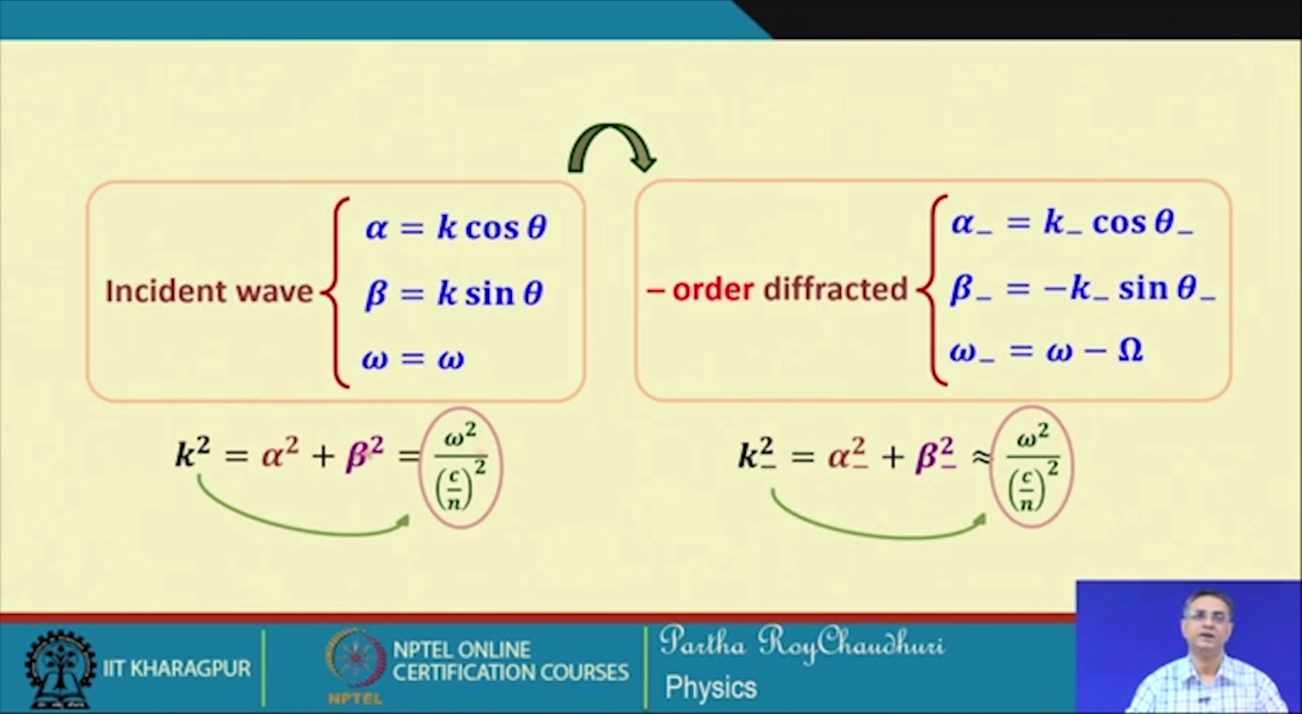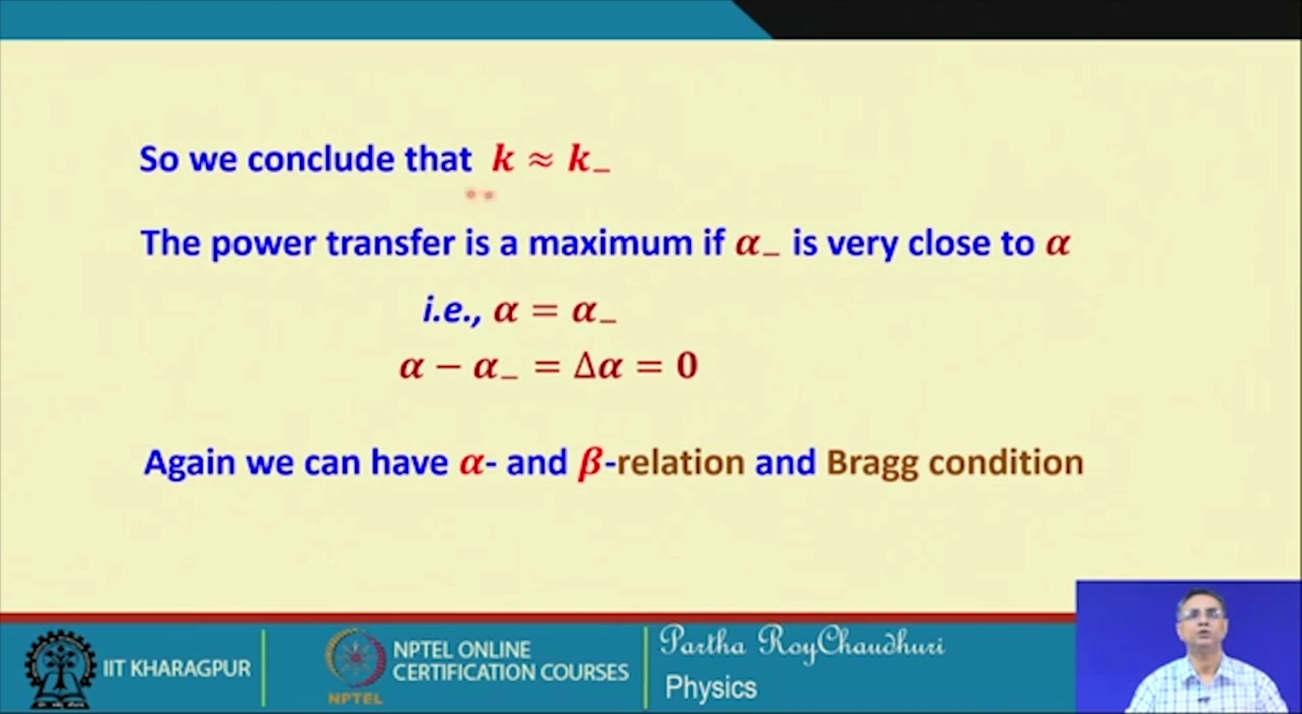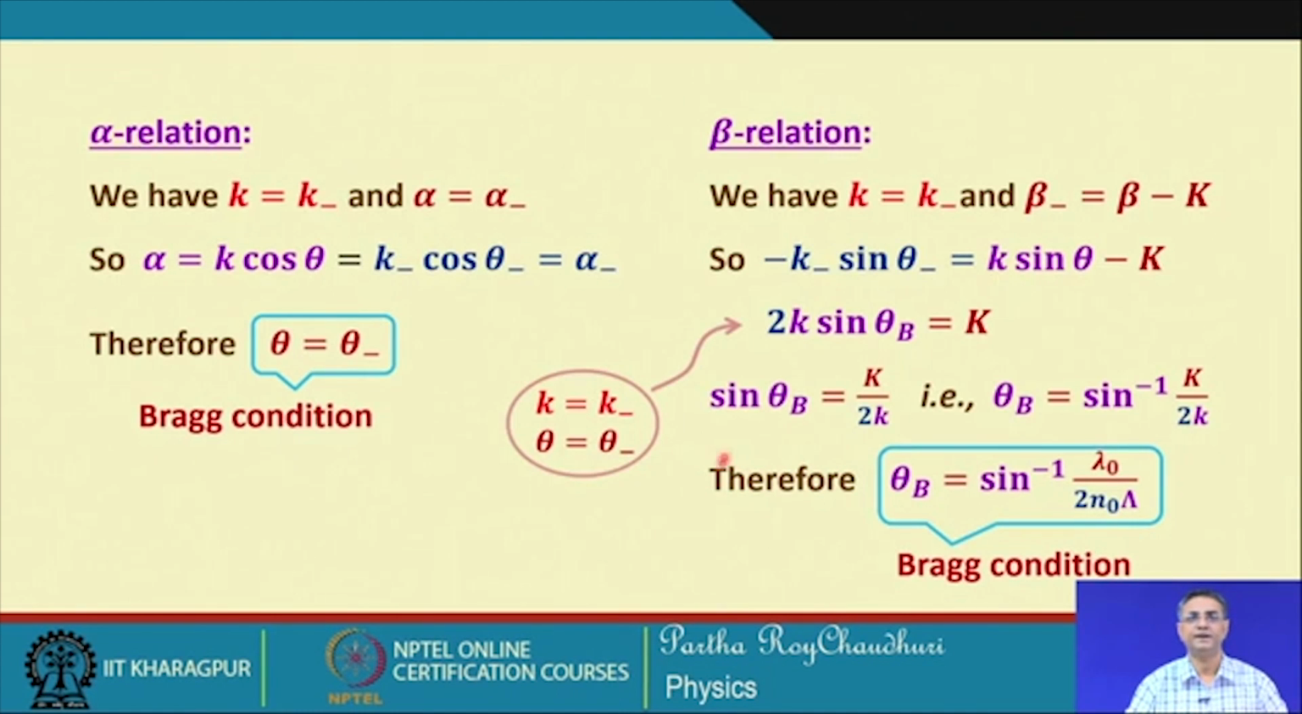That tells you that k and k minus are equal. So, we conclude that they are approximately equal, k is approximately equal to minus k, and this power transfer will be maximum when alpha minus is very close to alpha. So, that gives you delta alpha equal to 0, and we again get the beta relationship in the same way. So, you have theta equal to theta minus as a consequence of this.